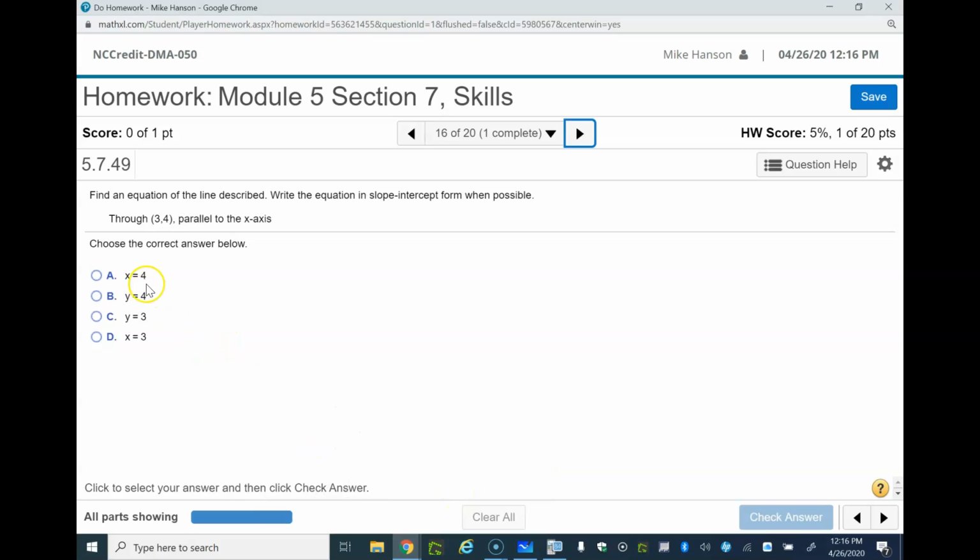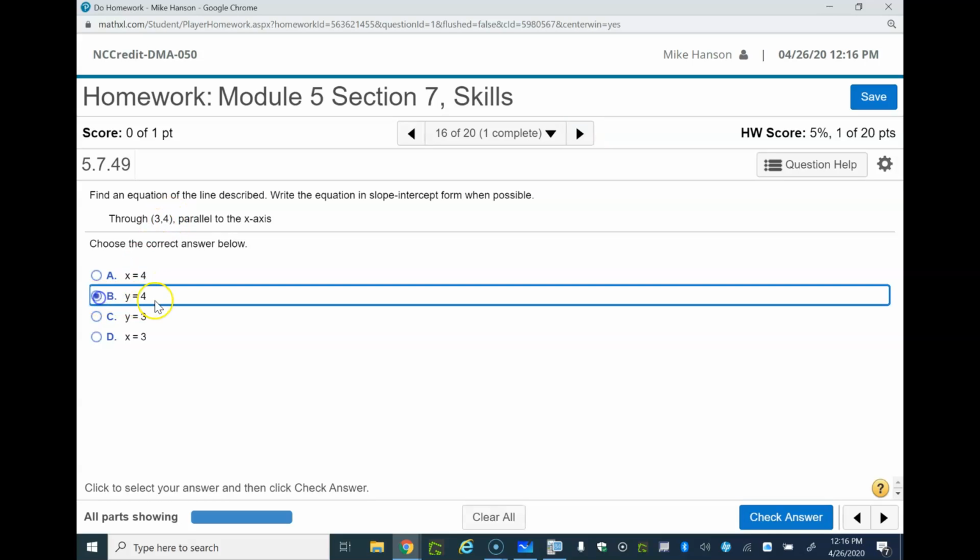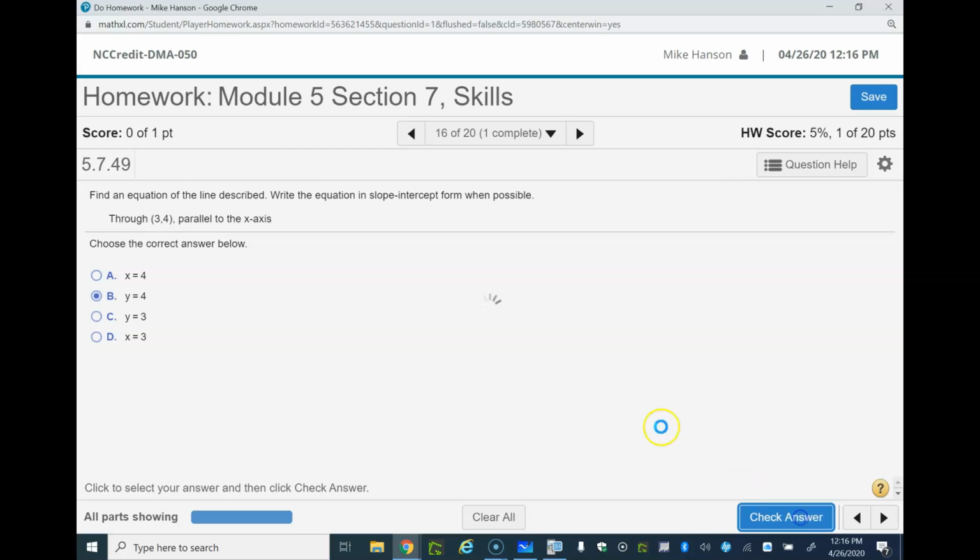So if it's in y equals form, I can eliminate A and I can get rid of D. It's either going to be y equals 4 or y equals 3 because it has to be in the y equals form. But it must pass through this point. Which one of these is y? The 4 is the y, so the answer for this one has to be the second one, B.